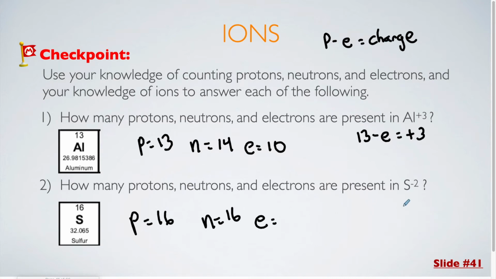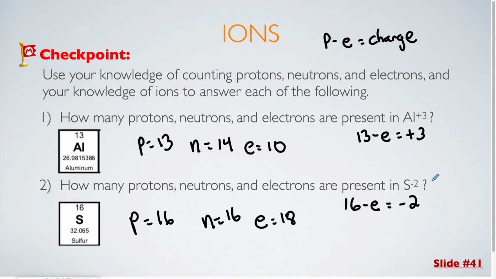For the electrons, we're going to use the same formula that we used over here. Protons minus electrons equals charge. I know my protons are 16. My electrons are unknown, but I know it has to be a -2 charge overall in the end. The only number that would fit here, which would give me a -2 charge, would be 18. 16 minus 18 would give me a -2. So that is the protons, neutrons, and electrons for a negative charge.